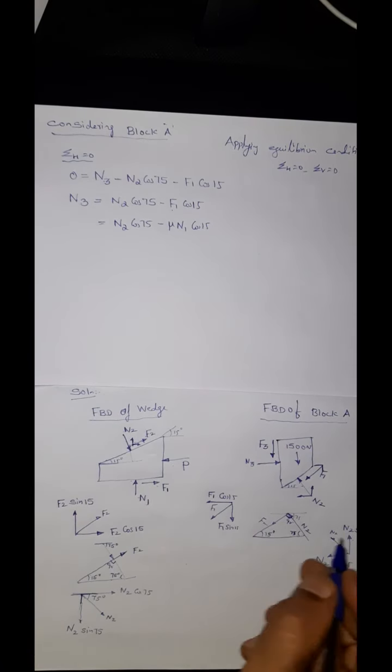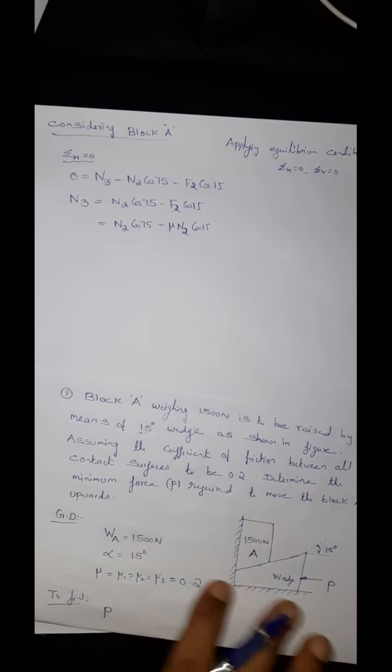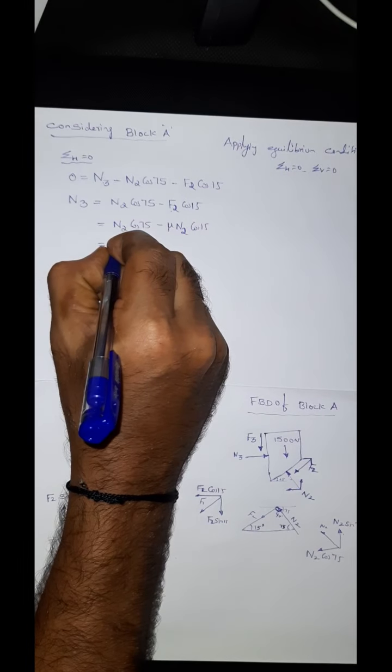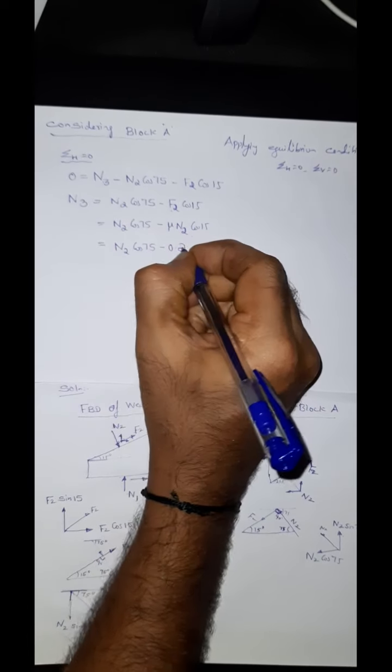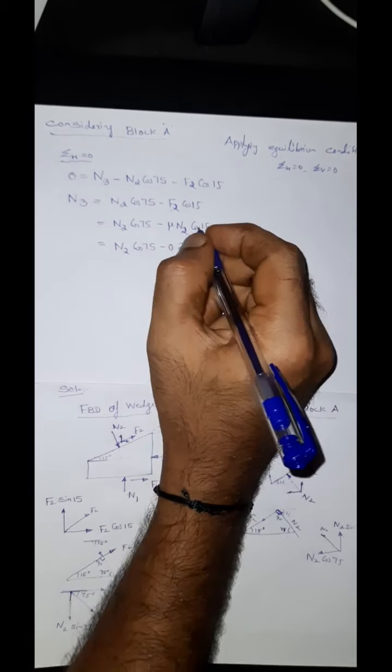Sorry, this is F2, right? N2 cos 15. So what is the value of mu? The value of mu is 0.2. Apply here. So N2 cos 75 minus 0.2 into N2 cos 15, since mu is 0.2, right? Cos 75 is 0.26.